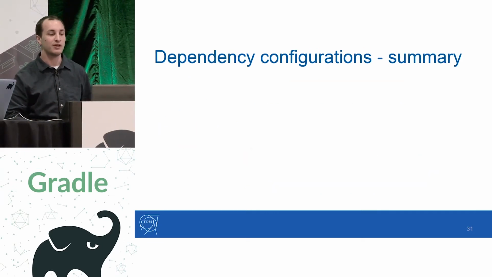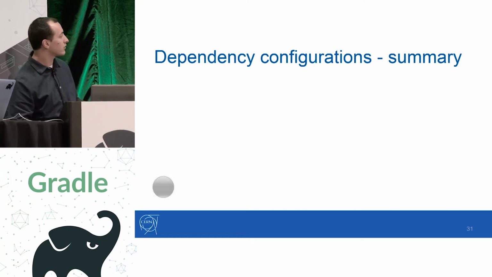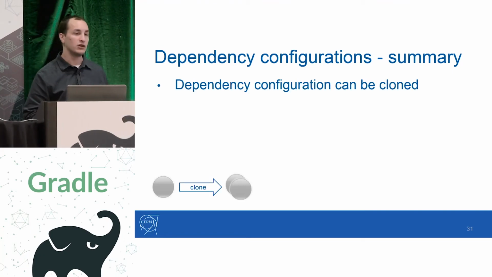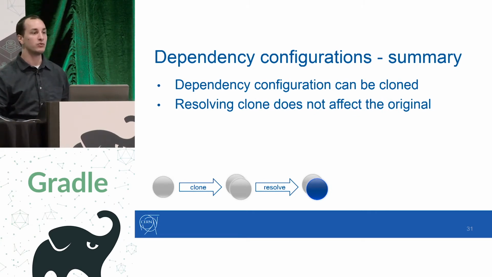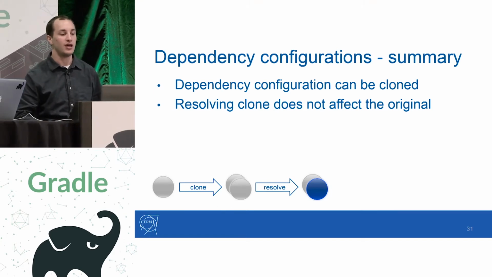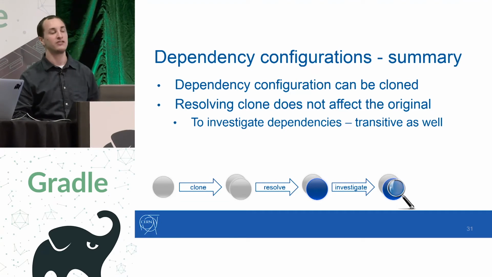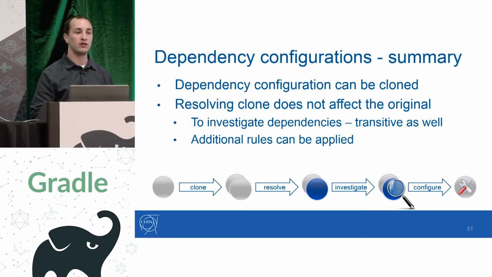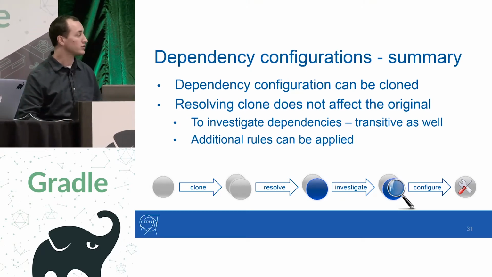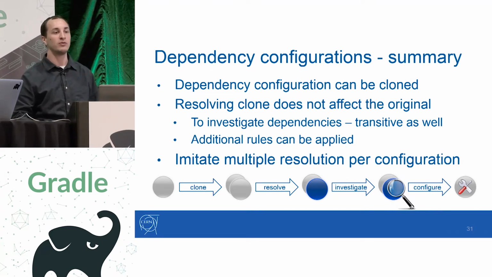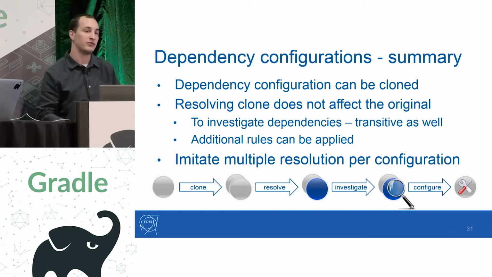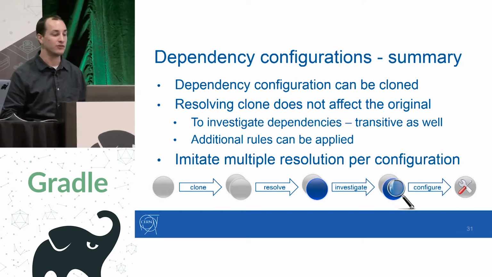So to take a step back and summarize it, basically, if you have a dependency configuration, you can clone it. And the reason why you might want to do that is that resolving the clone has no effect on the original. You can do whatever you want on this clone without affecting the original one. And an important thing that you can do is investigate how your dependency tree would look like if you would go with the original dependency configuration, including the transitive dependencies. And this allows you to customize your rules and customize your configuration that you actually use during your project build. And this actually lets you overcome the problem that normally you can only resolve one configuration once, but using a clone, you can actually imitate a second resolution.